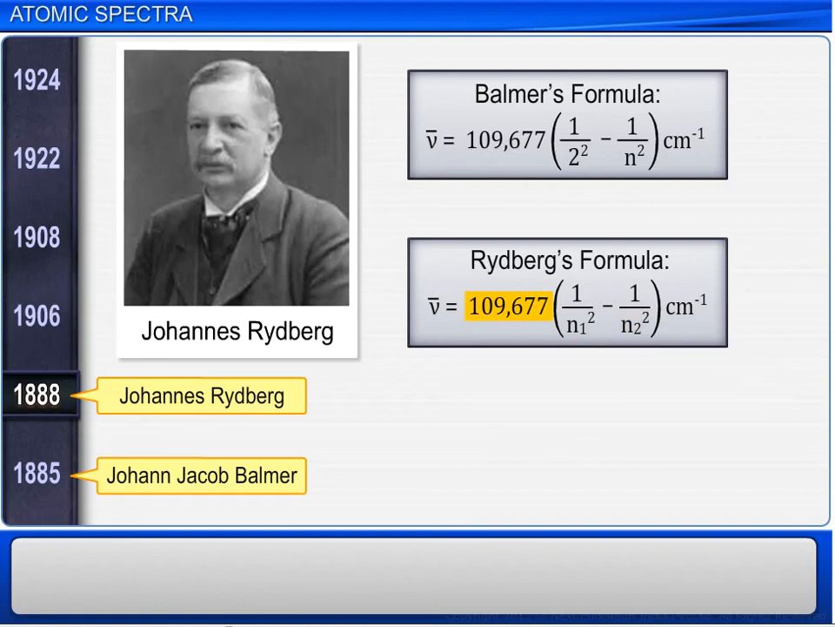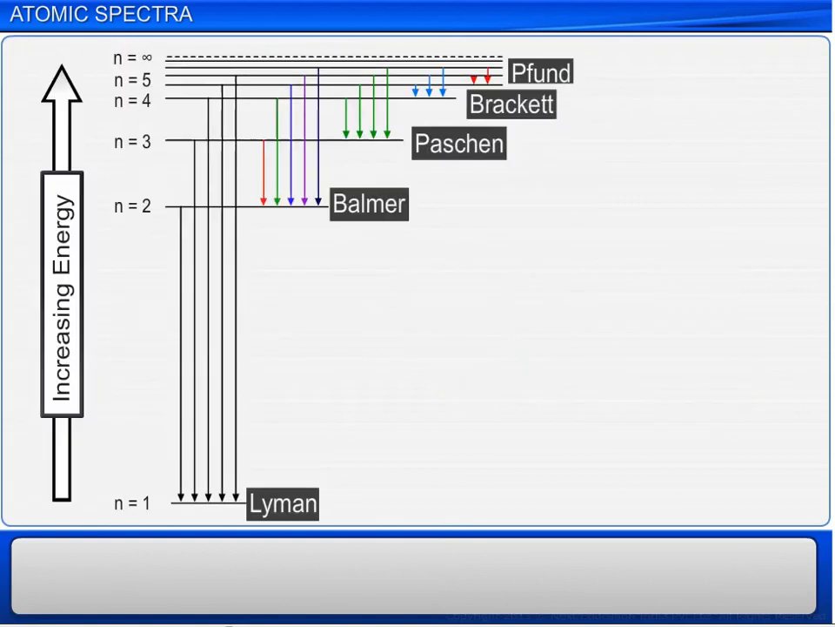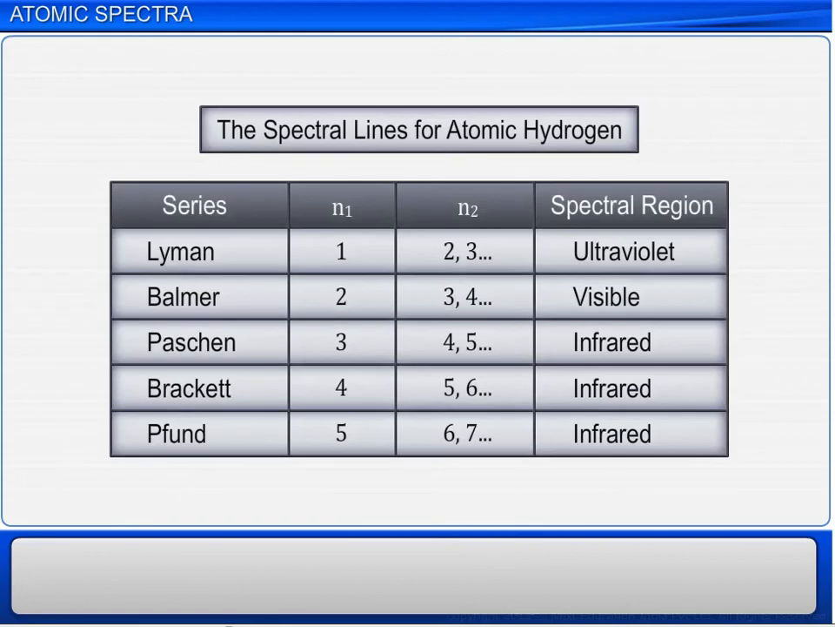The first 5 series of lines that correspond to n1 equal to 1, 2, 3, 4, and 5 are known as Lyman, Balmer, Paschen, Brackett, and Pfund series respectively. Each of these series, shown in the table, represents the line spectrum emitted by the electrons of hydrogen atom when they change state from n2 to n1 principal energy levels. Here, n1 and n2 represent the lower and higher energy levels respectively.